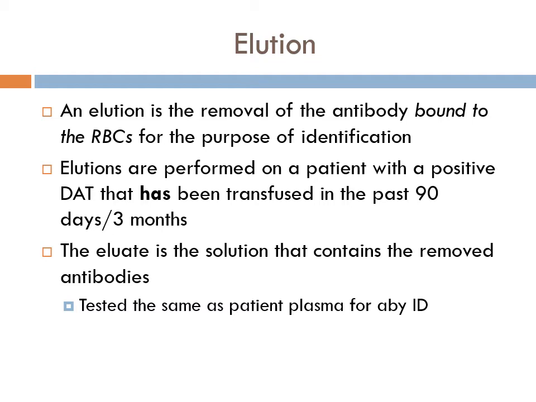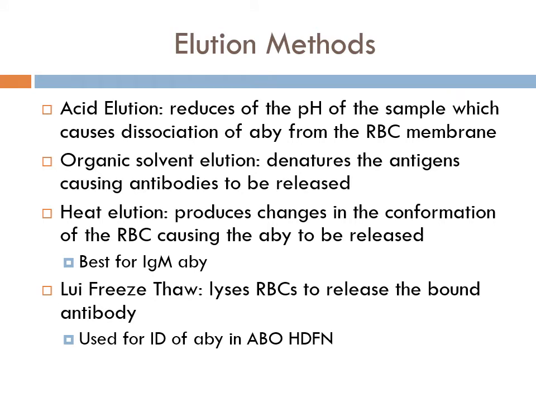So all we're doing with this is taking a bound red cell and chemically treating it to remove those antibodies and keep them in a suspension that's going to be good for testing, but I'm not concerned with my red cells at that point. We have a couple of different methods for elutions. We have an acid elution, which is one of the most common types of elutions performed. This reduces the pH of the sample, which causes dissociation of the antibody from the RBC membrane.